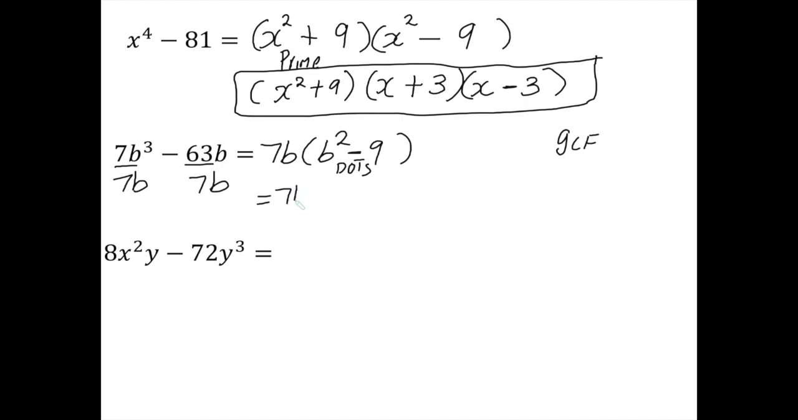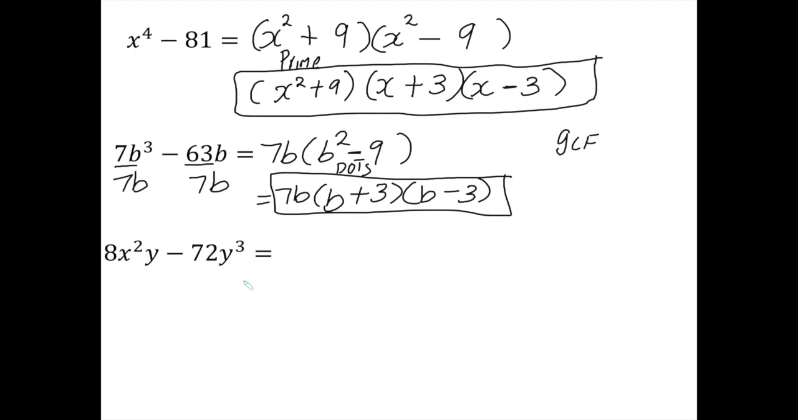So I have 7b, and then I open my parentheses. B squared is b times b. My plus and minus, 9 is 3 times 3. And that's our answer. Let's try it again.